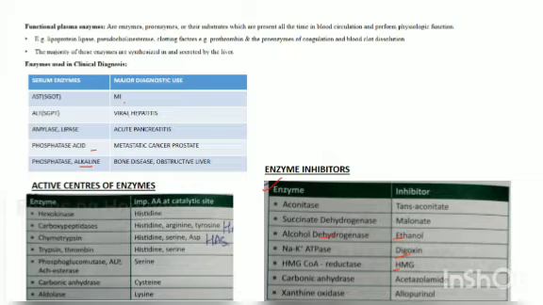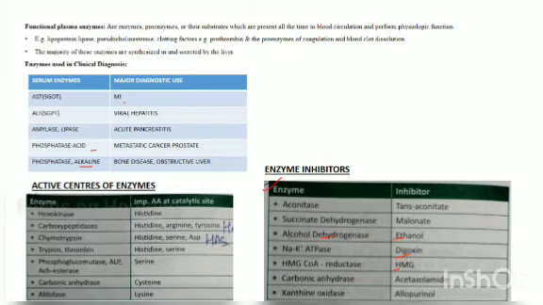Coming to the next point, the amino acid at the catalytic site of different enzymes. In hexokinase, histidine is present. In carboxypeptidase, histidine, arginine, and tyrosine are present. These are amino acids which act in the catalytic function of these enzymes. In chymotrypsin, histidine, serine, and asparagine are present. In trypsin and thrombin, histidine and serine are present.